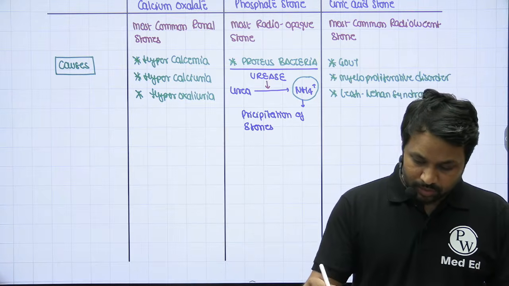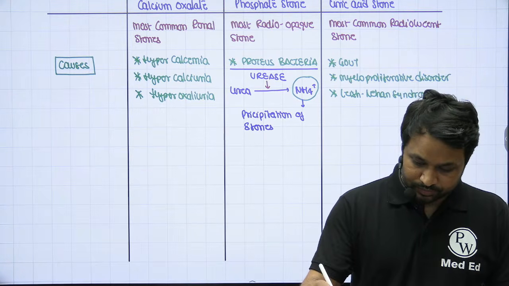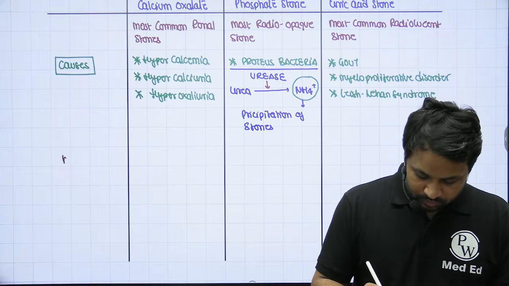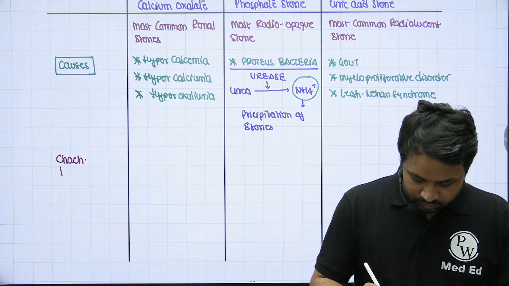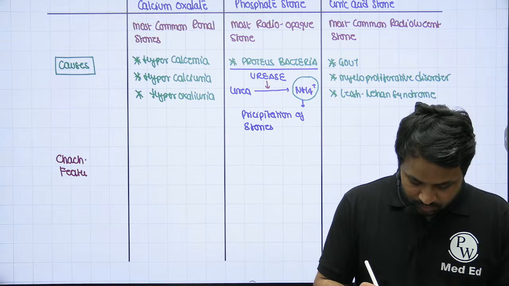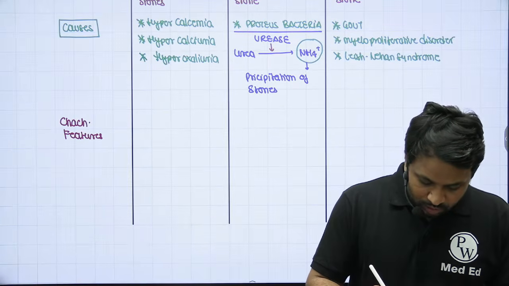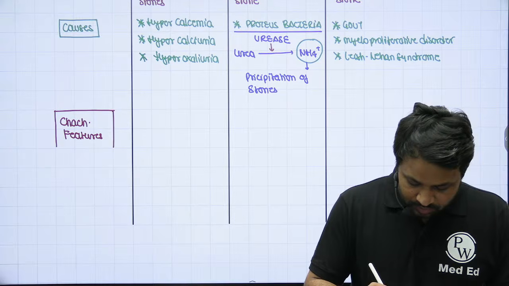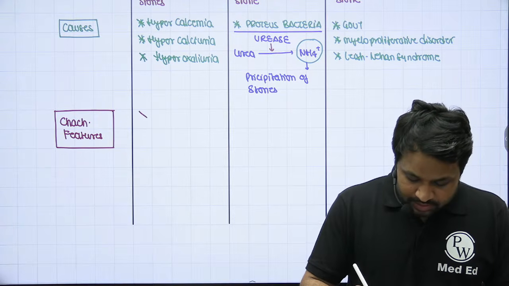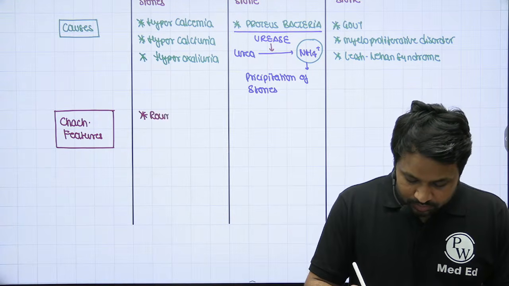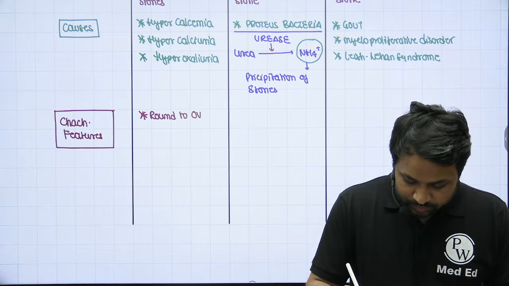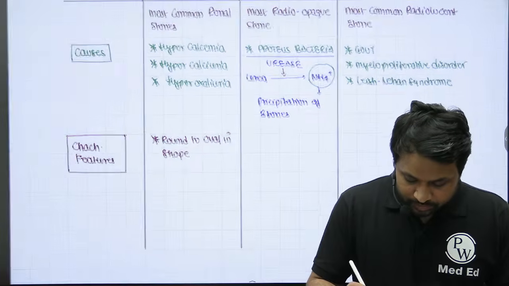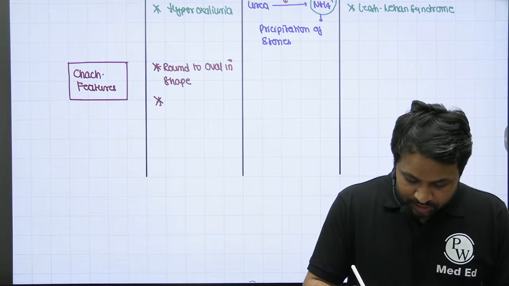Now, when you talk about the characteristic features, calcium oxalate stones are round to oval in shape. They're usually dirty white in color.